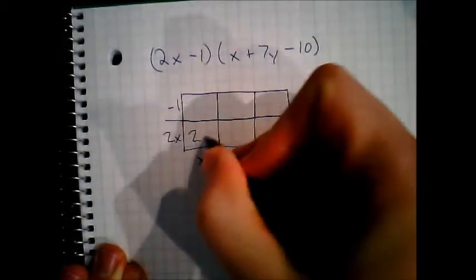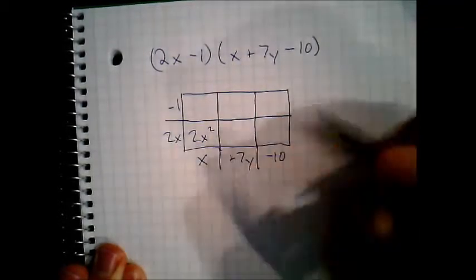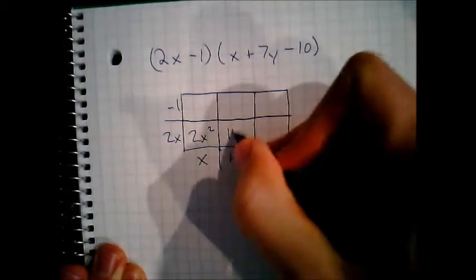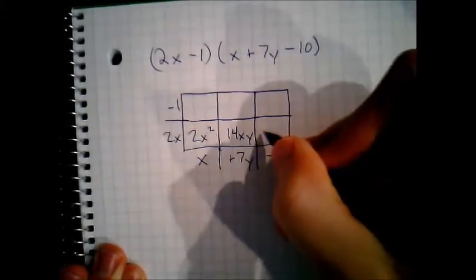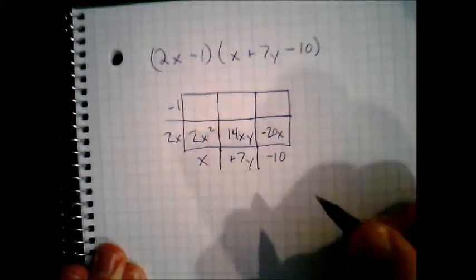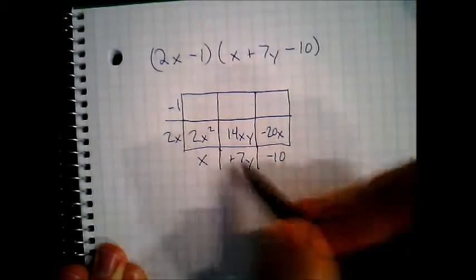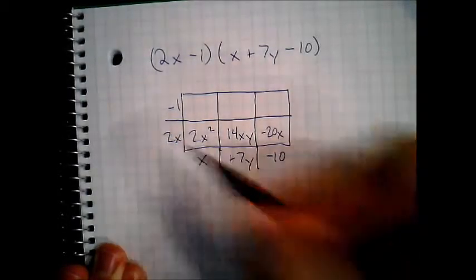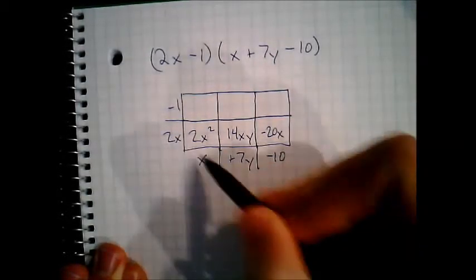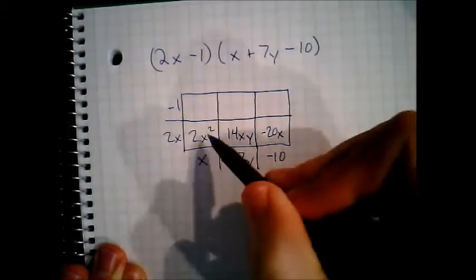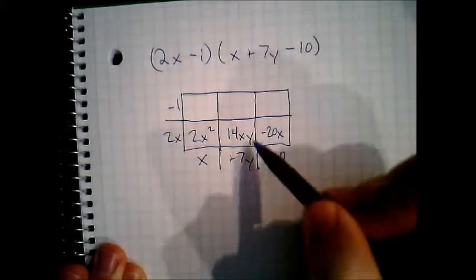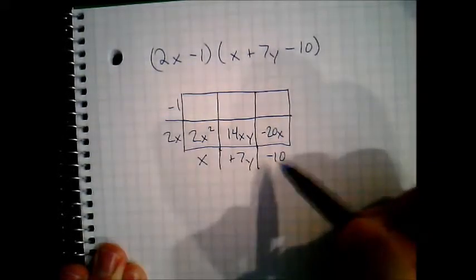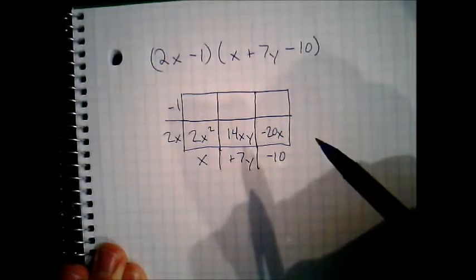2x times x is 2x squared. 2x times positive 7y is positive 14xy. And 2x times negative 10 is negative 20x. We just multiplied all of our terms in our second group by the 2x. We distributed the 2x through all the terms. 2x times x, 2x squared. 2x times 7y is 14xy. Remember, x times y is our xy. And 2x times negative 10 is negative 20x.